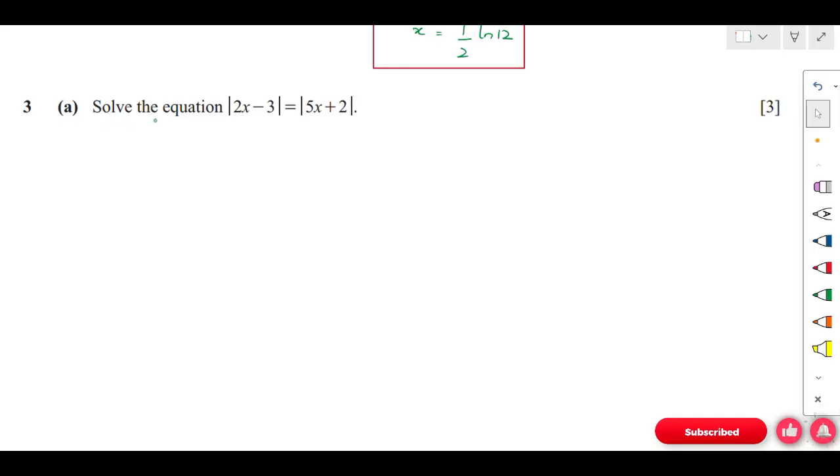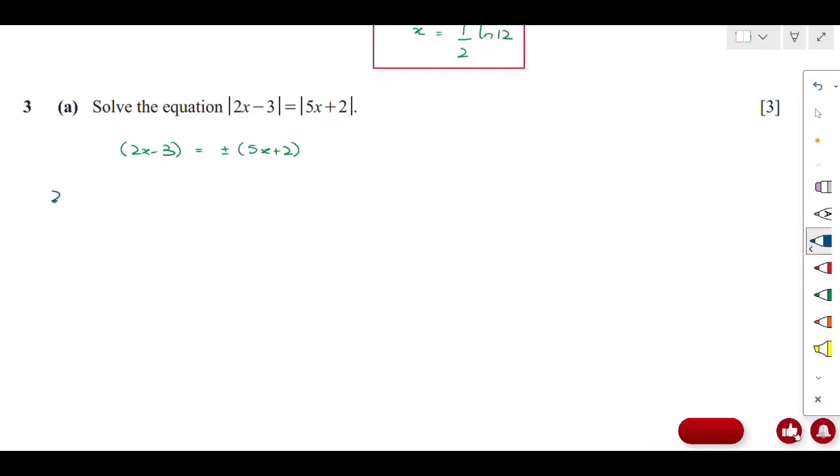Question number 3, part A, solve the equation absolute of 2x minus 3 equals absolute of 5x plus 2. Whenever you remove the absolute sign, that should be in plus minus, right? So this is plus minus of 2x minus 3 equals plus minus of 5x plus 2. You can take just plus minus on one side. It's better to solve the two equations.